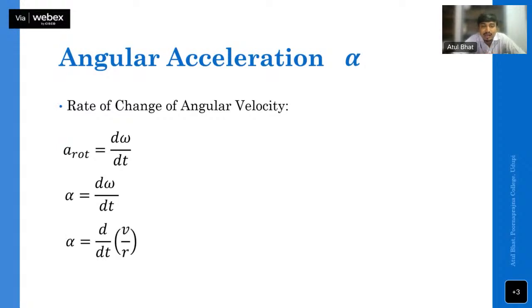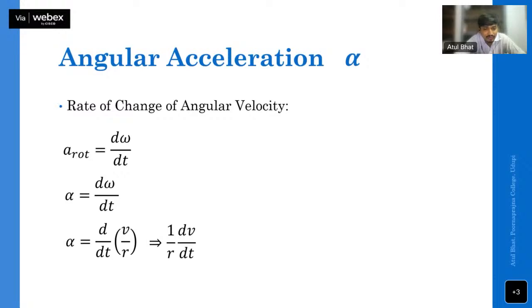Now again, omega is v by r, and when I do d by dt of this quantity, I need to see which is a changing variable and which is a constant. So you see here r is a constant term. The radius of the rotation will not change, and velocity can keep changing. That is why, when you differentiate with respect to time, you only consider the velocity because that is what changes with time. And r is considered a constant, so we've got 1 by r into dv by dt.